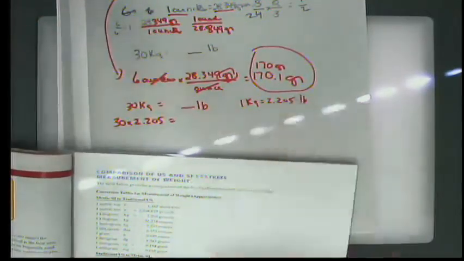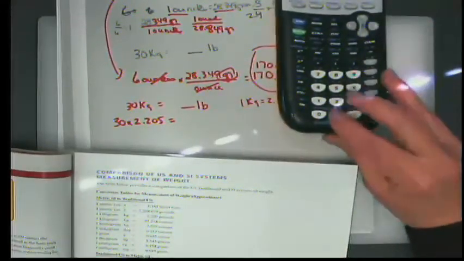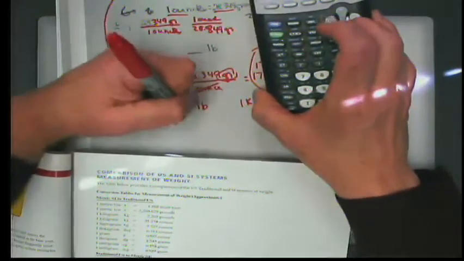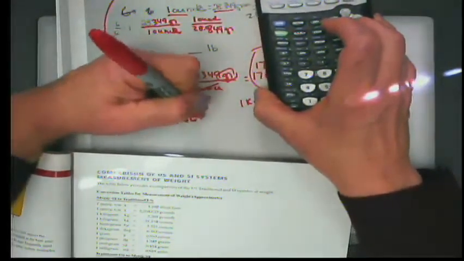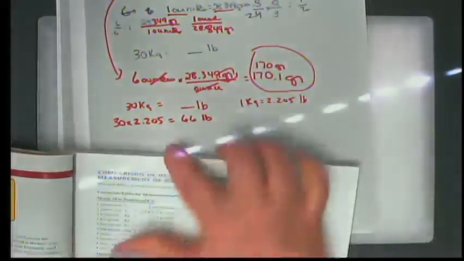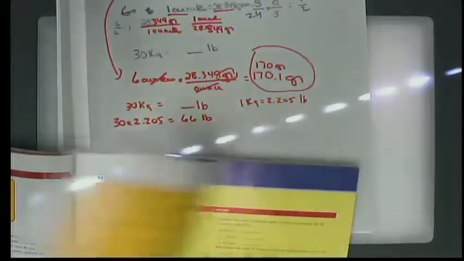So you just take 30 times 2.205. And that number is 66.15. But I would just round that to 66, just because 30 is just to the pound, to the whole number. There's no decimals on that. Does that help?